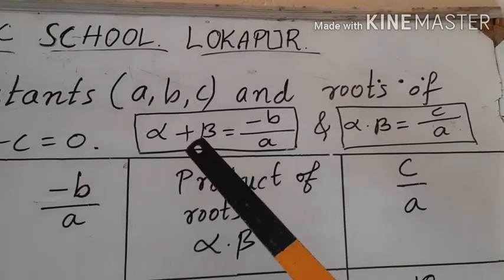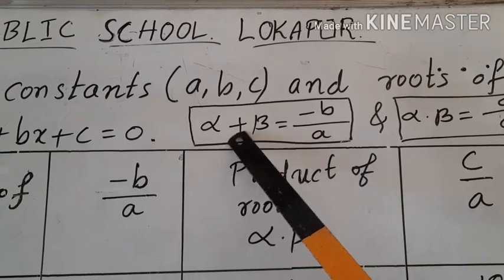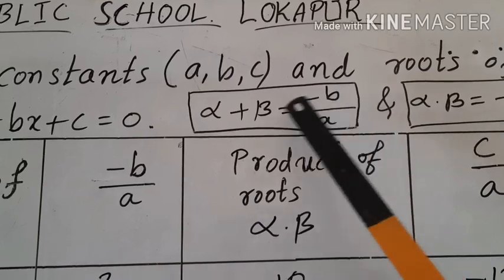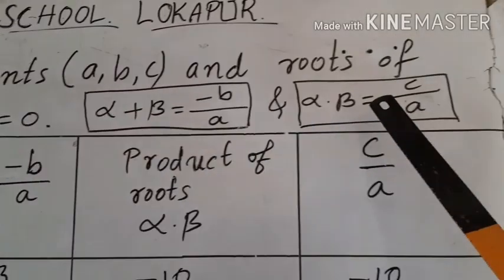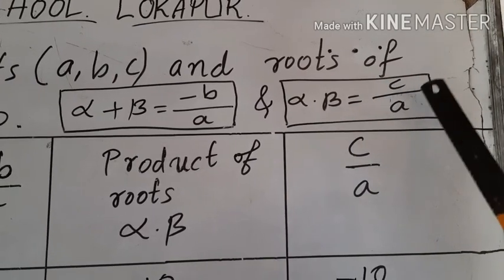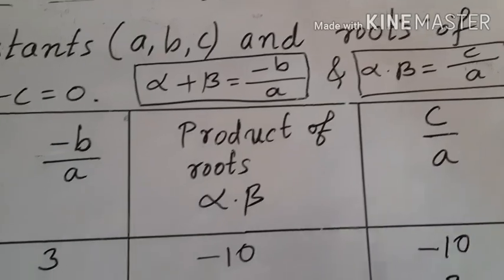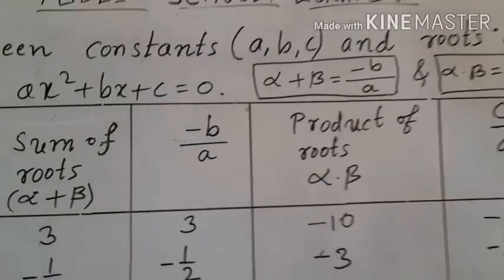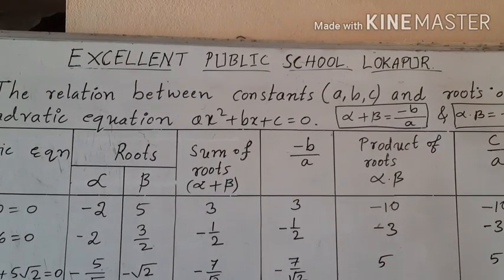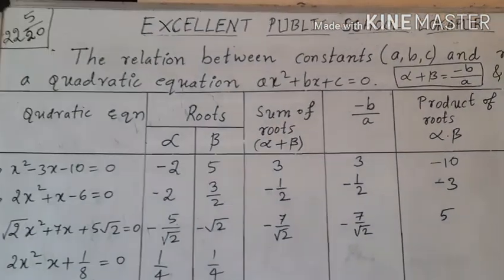Whenever the sum of the roots is asked, don't go for the calculation of actual roots and then add. Just take minus b by a, that is equal to the sum of the roots. And whenever the product is asked, you just take the ratio between c and a. You will get the product of the roots. Okay. This is the relationship we have learnt today between the constants a, b, c and the roots alpha and beta of the quadratic equation.